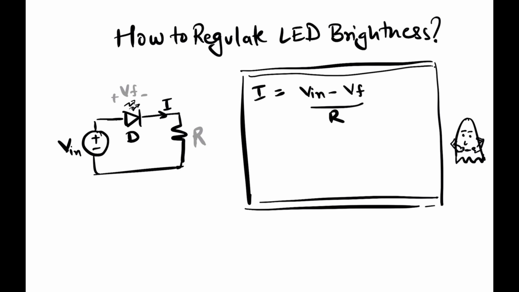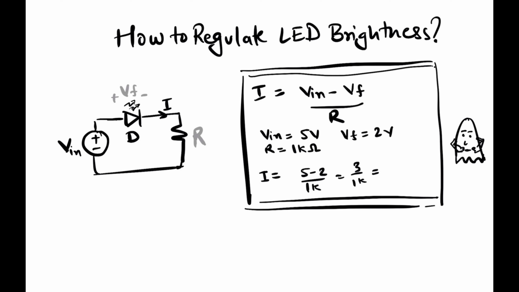Let's take an example with some values. If Vin is 5 volts, Vf is 2 volts, and the R is 1 kilo ohm, we get I is equal to 5 minus 2 divided by 1000, that is equal to 3 milliamps.